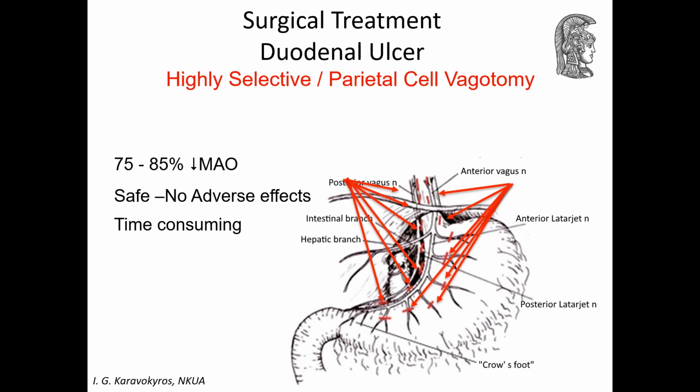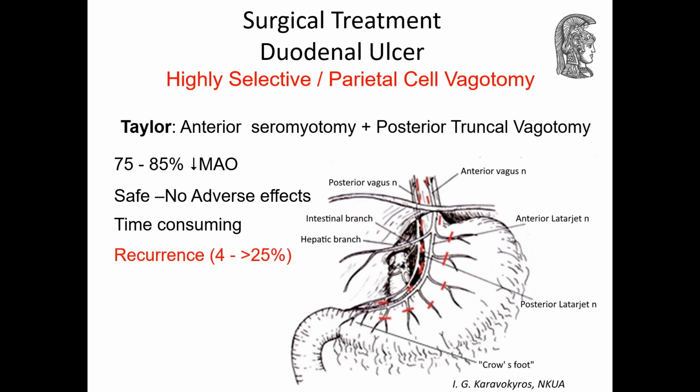The operation is time-consuming, so is not appropriate for emergency situations such as acutely complicated ulcers. Ectopic parietal cells are not infrequent, causing residual acid secretion. This explains the higher rate of ulcer recurrence, from 4 to over 25%. Taylor proposed anterior seromyotomy with posterior truncal vagotomy. This is faster, easier and is executed laparoscopically with great ease, producing equivalent results. The main advantages of parietal cell vagotomy are safety and low rate of side effects, while its main disadvantage is the high recurrence rates.